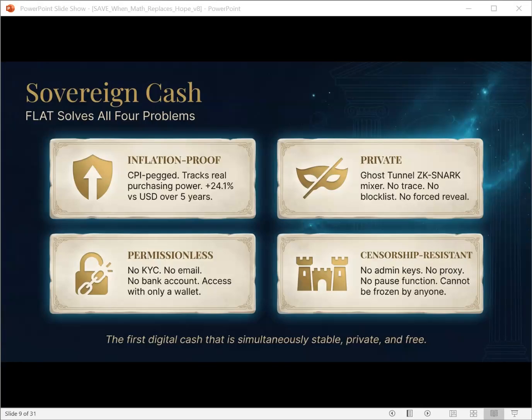Censorship resistant: no admin keys, no proxy contracts, no pause function. No one, not the founders, not a government, not a court order, can freeze your flat. The code is immutable. Once deployed, it cannot be changed. The first digital currency that solves all 4 simultaneously. That is not a marketing claim. It's an architectural fact.